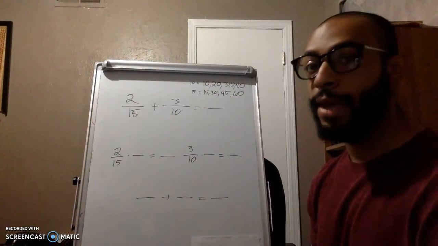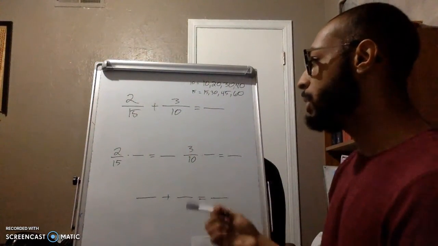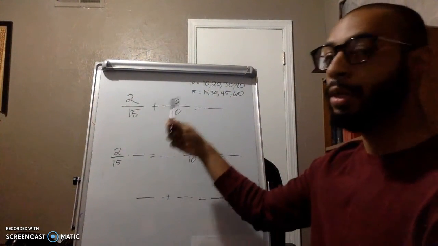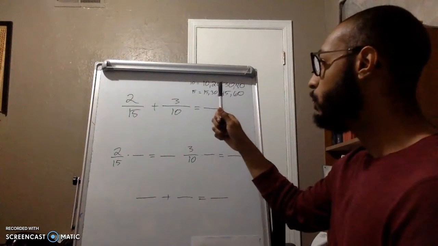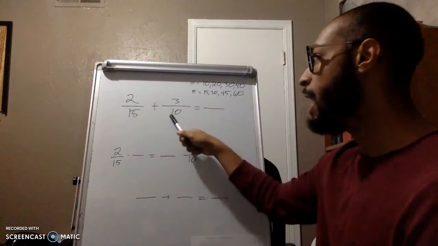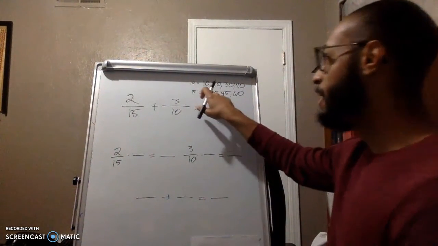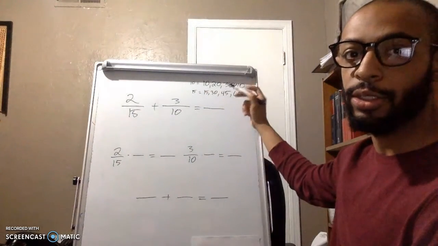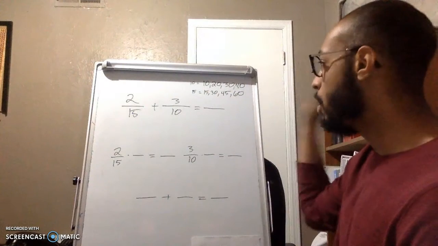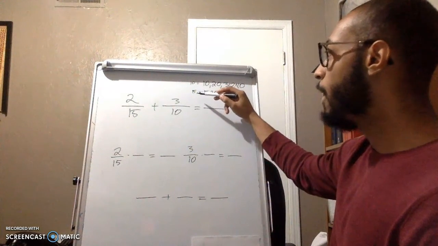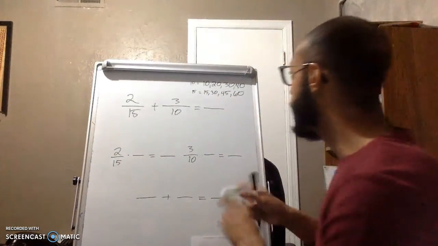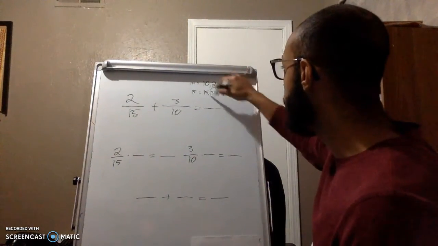But in order to add equations like this, I have to make sure that both my denominators are the same number. And if I want to do that, I have to find a multiple that goes into both 15 and 10. So I drew this little graph out here. For my tens, it goes by 10, 20, 30, 40, and I could go on. For 15, I have 15, 30, 45, and 60. Well, I can see here that immediately I have a 30 and a 30.